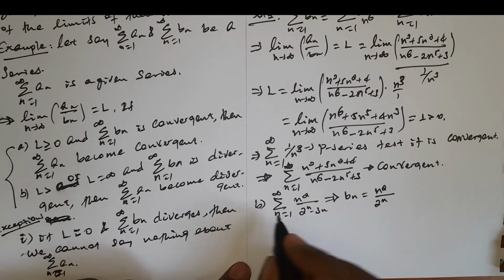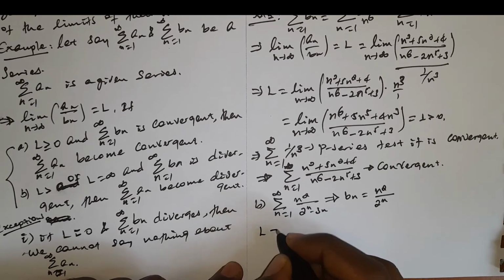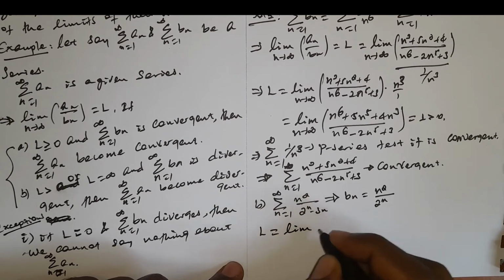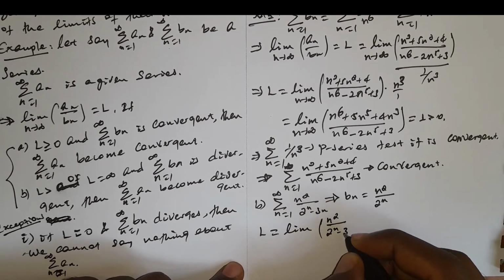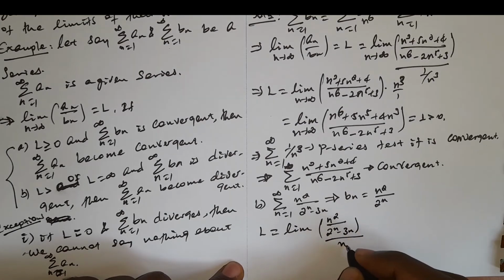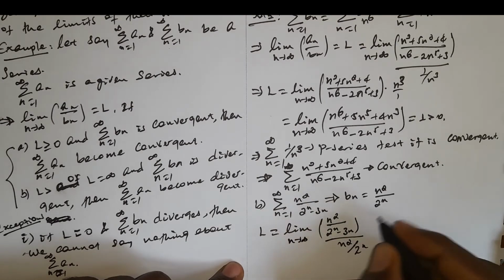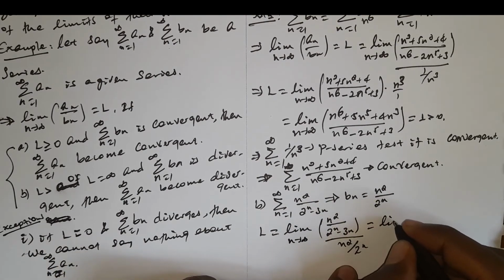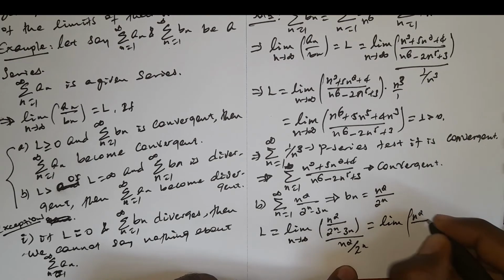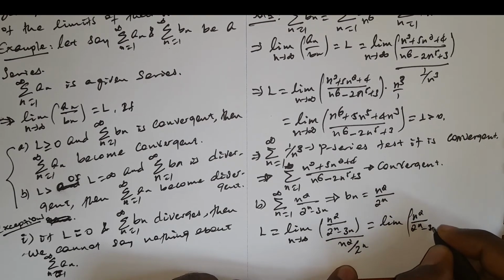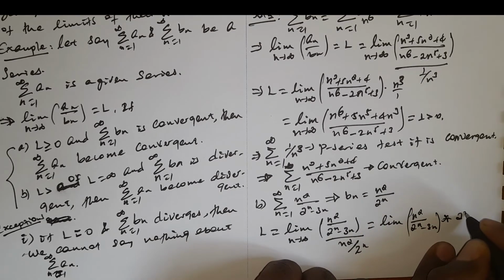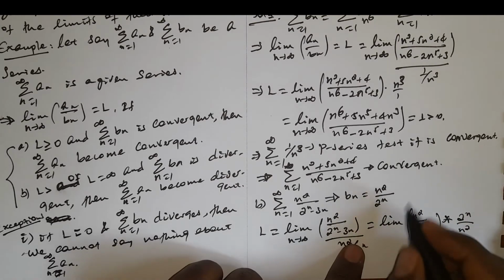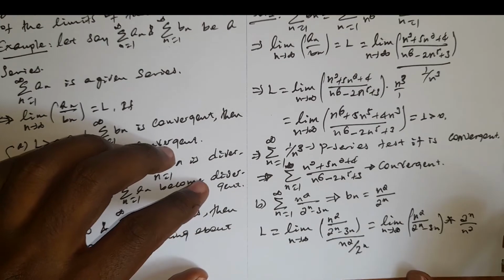Now we find the limit of their ratio, L, which is equal to the limit of n square over 2 power of n minus 3n, the whole over n square over 2 power of n, as n approaches infinity, which is equal to the limit of n square over 2 power of n minus 3n times 2 power of n over n square, as n approaches infinity.